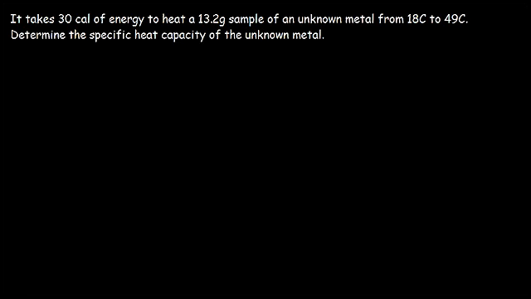Let's try this problem. It takes 30 calories of energy to heat a 13.2 gram sample of an unknown metal from 18 degrees Celsius to 49 degrees Celsius. Determine the specific heat capacity of the unknown metal. So the first thing we need to do is convert calories into joules, unless we want the specific heat capacity in units of calories per gram per Celsius.